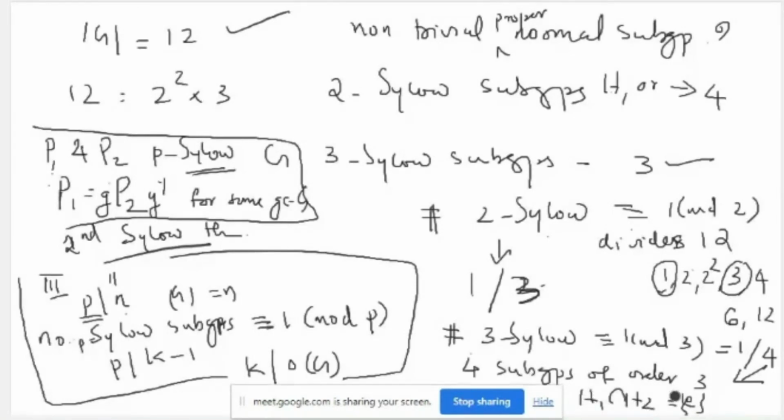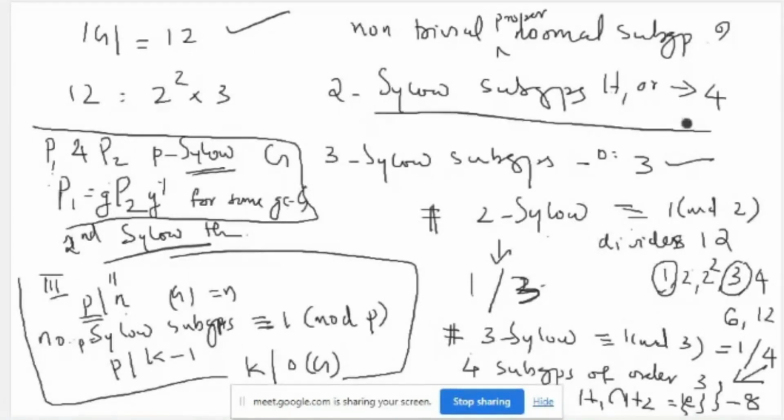If there are 4 subgroups of order 3, they will be different, so these 4 subgroups will have 8 elements of order 3 plus the identity. There are a total of 9 elements in these 4 subgroups. Now only 3 elements are left in a group of order 12. So there cannot be 3 Sylow 3 subgroups, because the order of a Sylow 3 subgroup is 3.